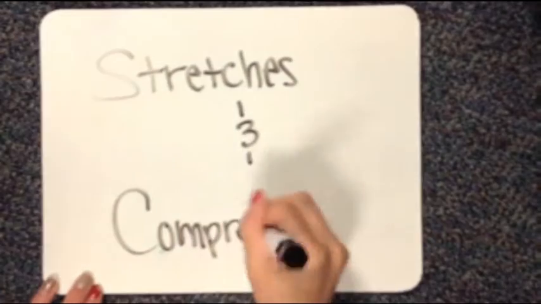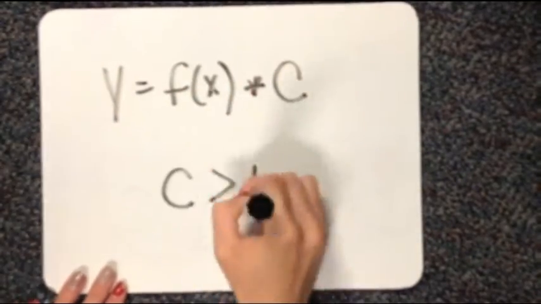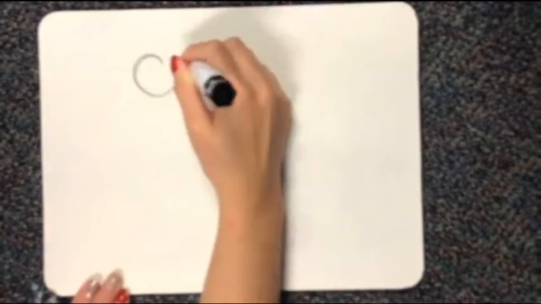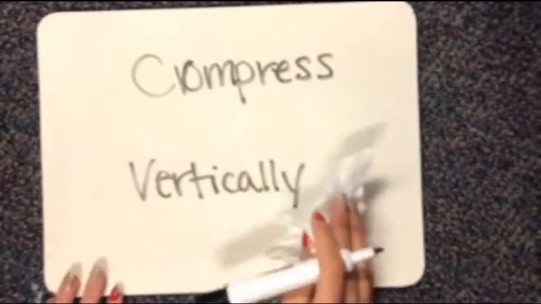Stretches and compressions. Multiplying a function by c when c is greater than 1 will stretch the graph vertically. Multiplying a function by c when c is less than 1 but greater than 0 will cause the graph to compress vertically by a factor of c.